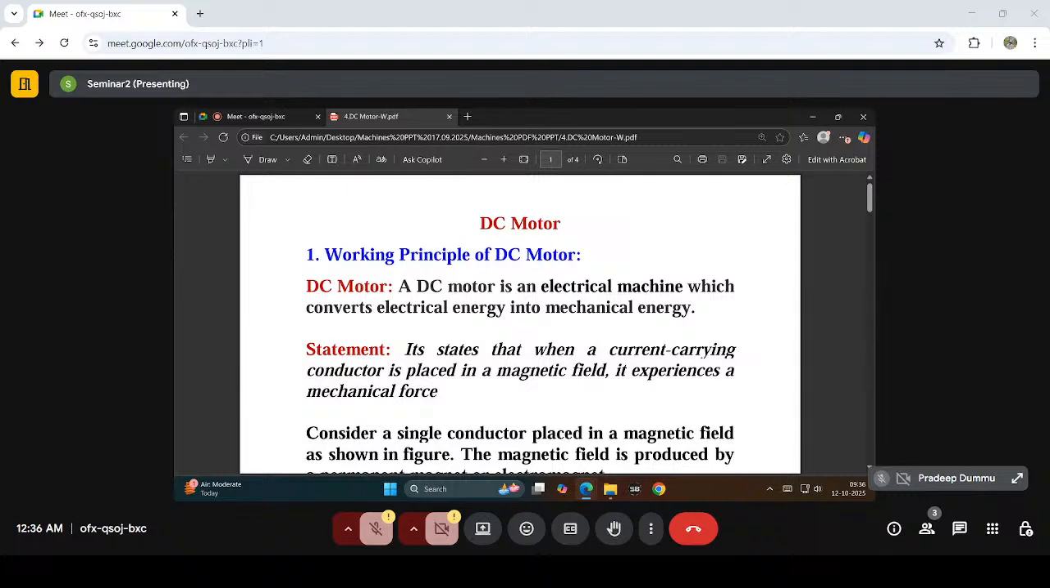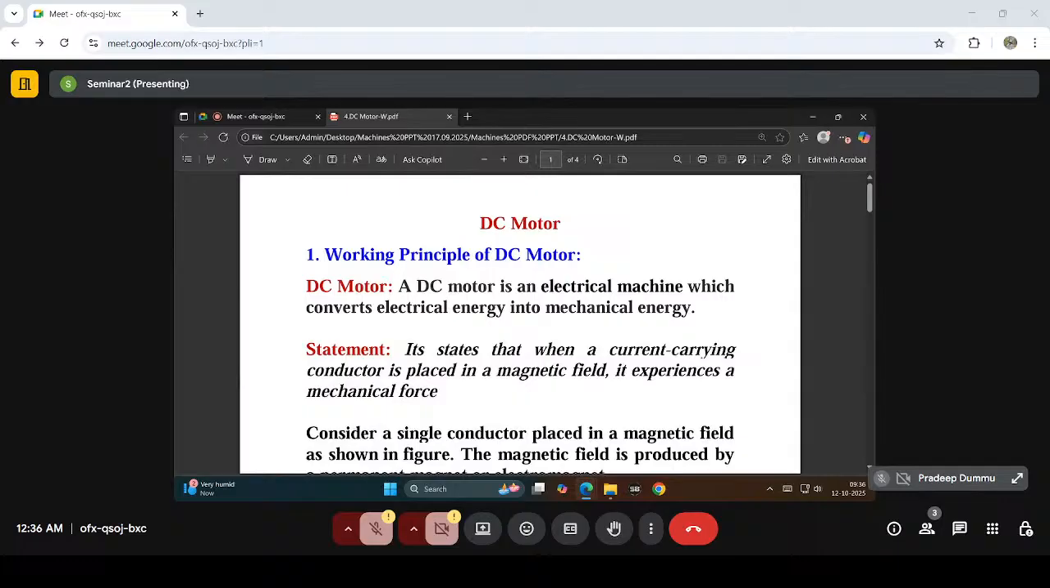How to get a current? We should give a voltage. Definitely we have to apply a voltage to the conductor so that current flows through the conductor. That is called a current carrying conductor. Clear, all of you? The conductor should carry a current. How to get a current? We have to apply the voltage. That is called electrical energy input.